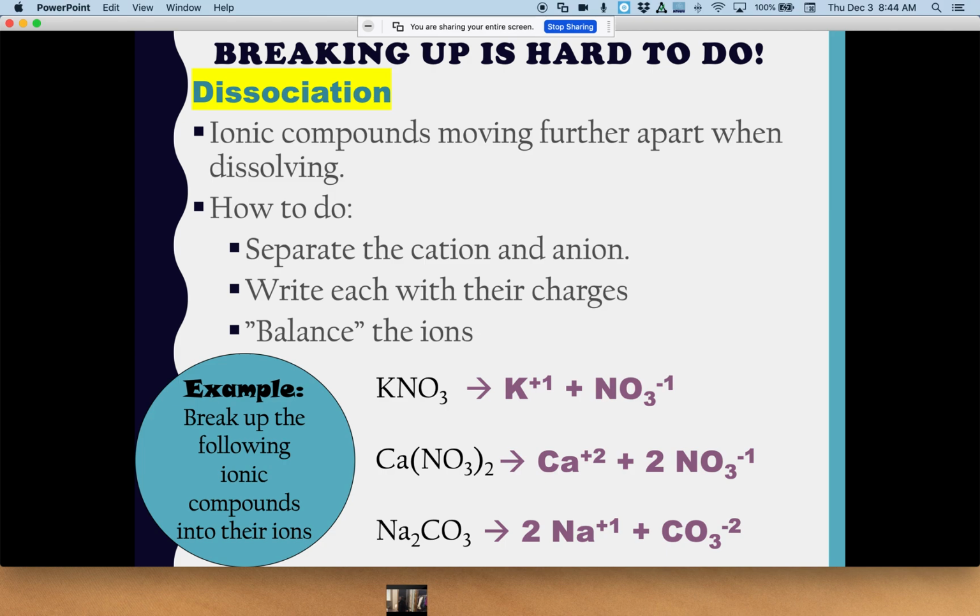So that's the whole process of one of the things that you're going to be asked to do on the quiz: looking at a substance, is it an electrolyte, is it a non-electrolyte? And if it is an electrolyte, do the dissociation part of it.